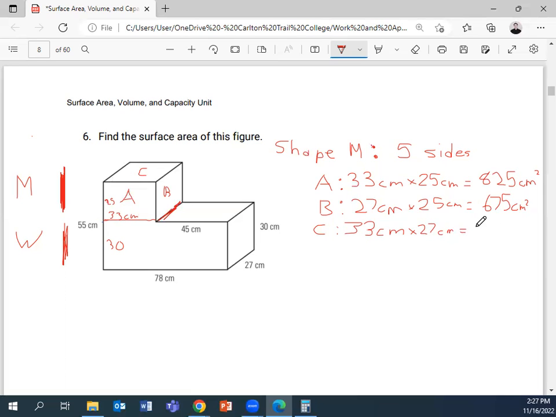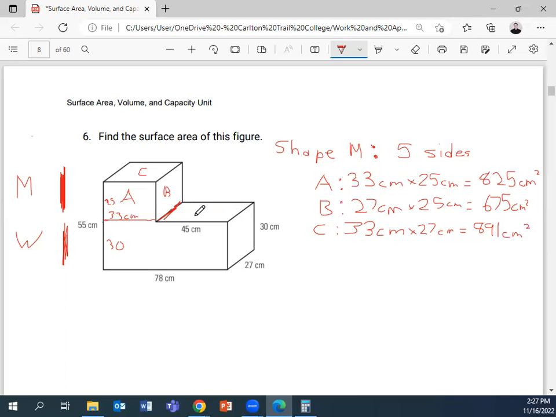What's that going to end up equaling out to? 800 and something. 891 centimeters squared. Okay. So I figured out the length of each side.